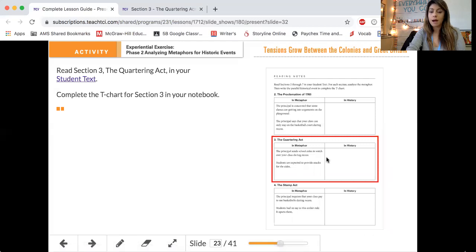Welcome back. Just like with section 2, you are going to complete the history part of the T-chart. The metaphors are: the principal sends school aides to watch over your class during recess, and students are expected to provide snacks for the aides. Go ahead and fill out the history part of this chart and press play when you are ready to continue.